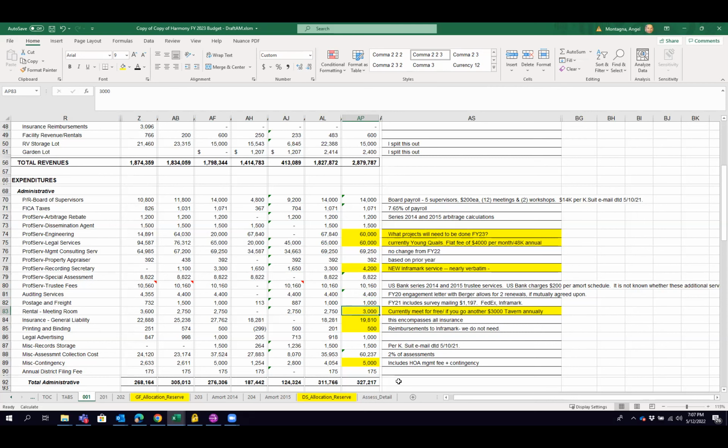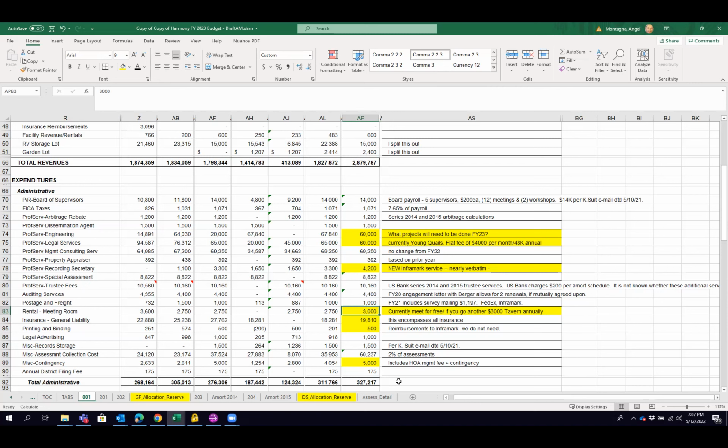Meeting room. So currently you do not pay anything. The tavern did confirm it's $250 per meeting. They will give you the ballroom. However, if you are bumped, they will make sure that the small meeting room is available for you just to have your meeting in that room. So you wouldn't be bumped from the building.